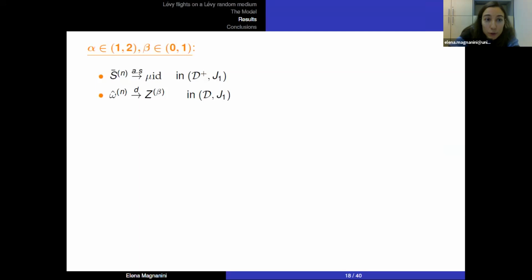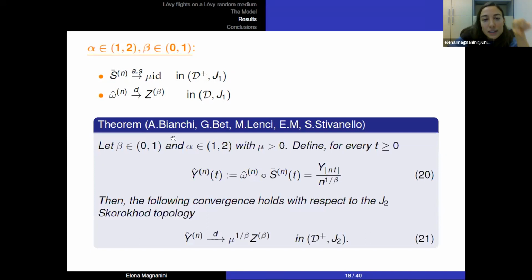This is the third case, when alpha is between 1 and 2 and beta is between 0 and 1. In this case, we have the finite mean for the random variables of the underlying random walk. In fact, there is almost sure convergence for S according to J1, whereas the external process omega converges in distribution to a beta-stable process zeta, still in J1. This is our result. Again, we can consider the composition between omega and S. In this case, we obtain a process Y which scales with n to 1 over beta, and again we have proved that Y converges in distribution to the composition of the respective limits.